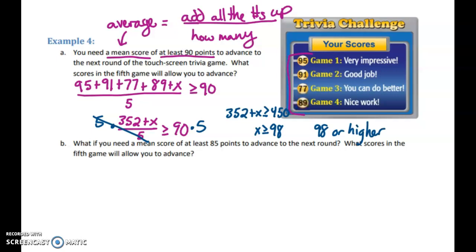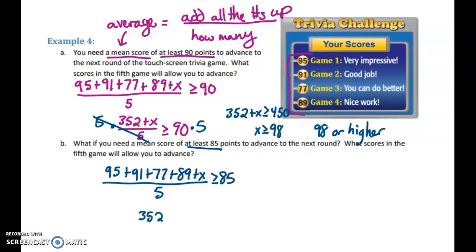All right, I'm going to go ahead and ask you to set up the equation for example 4B. It's the same type of problem, except it says your mean score must be at least 85 points. All right, so your equation should have been the 4 scores added plus X is your 5th score, all divided by 5, except this time because it's at least 85, it's greater than or equal to 85, not 90.